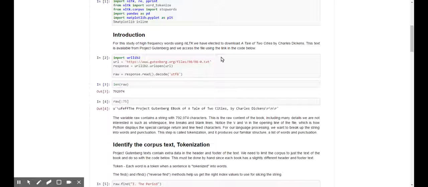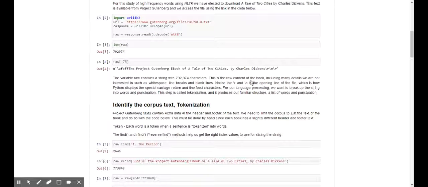The raw text from A Tale of Two Cities has 792,000 characters in total, and the first 75 characters are shown here. And you'd see a mix of special characters, as Python represents here, and then the actual text of the story.